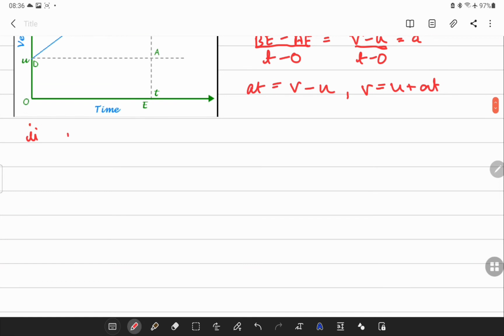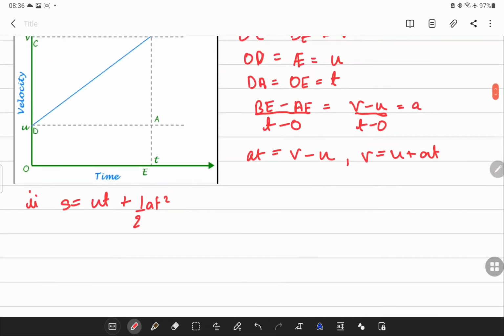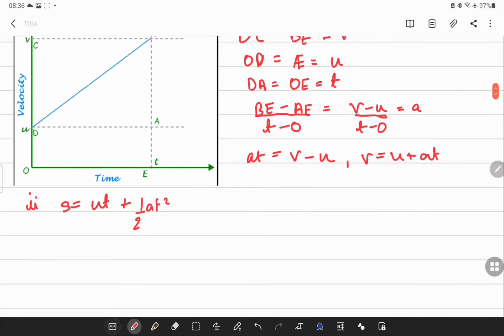Okay, so coming on to the second one, with this graph: s is equal to ut plus half at square. Remember how I told you that in a velocity-time graph, the area under the graph is the displacement. So to sum up, we are going to find the area, and that will solve the problem. The area under the graph can be divided into two parts: this one, which is the rectangle, and this one, which is a triangle.